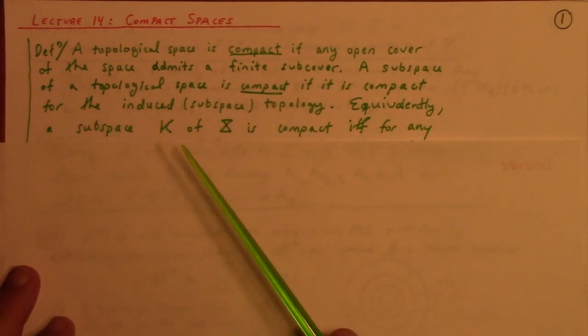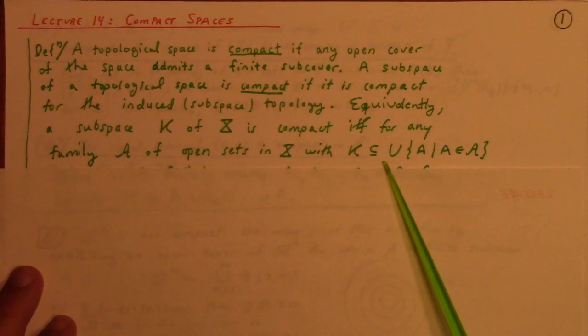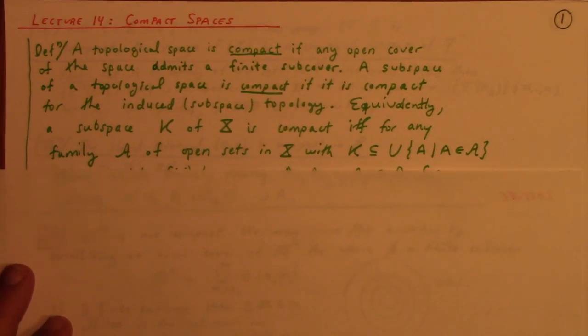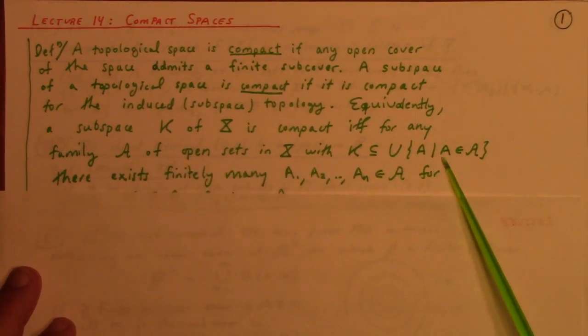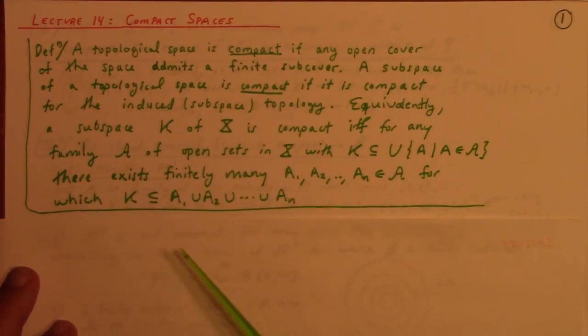Equivalently, a subspace K of X is compact if for any family A of open sets in X which contains K, there exist finitely many sets in the family for which those sets form a cover of K. All right.